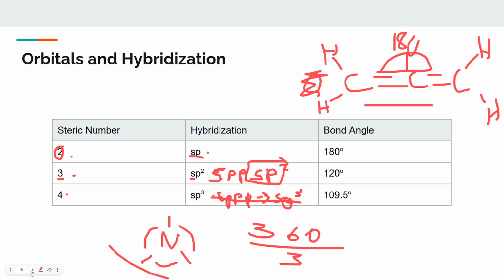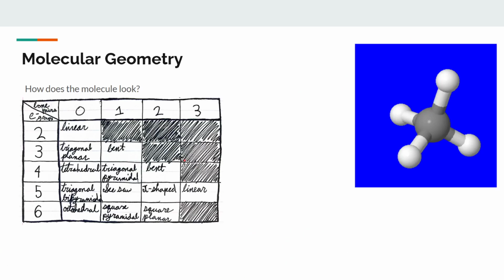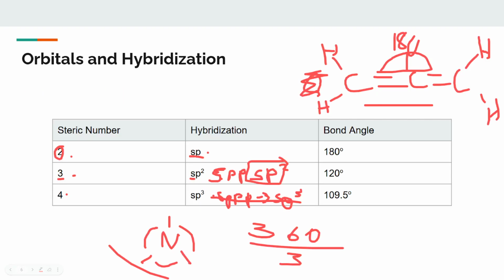So if I skip ahead to my next slide, we can look at if we have 3 things attached, we'd be trigonal planar. 0 lone pairs, 3 electron groups, trigonal planar. And so the bond angle is just 360 divided by 3, which is equal to 120 degrees.